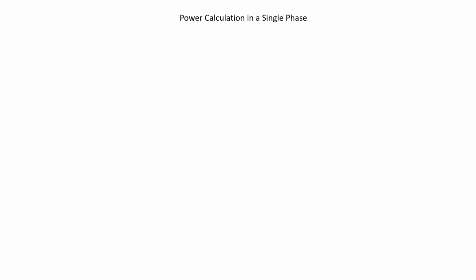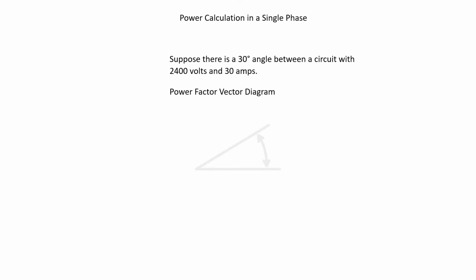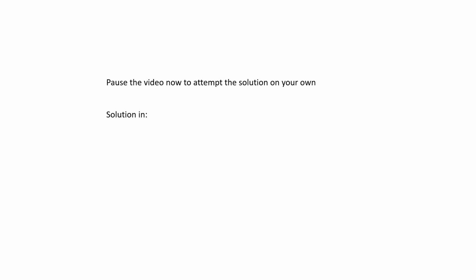Power calculation in a single phase. For this example, suppose there is a 30-degree angle between a circuit with 2,400 volts and 30 amps. Pause the video to attempt the solution on your own, or continue watching for the solution.